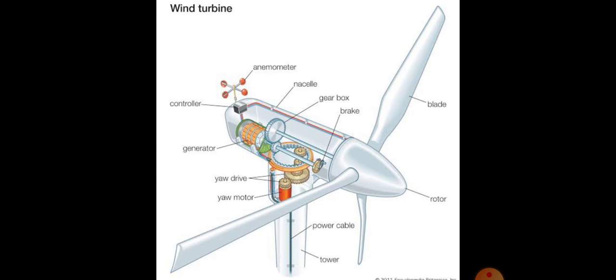So next point is size and power rating. A small wind turbine has a speed in the range of 100 to 300 rpm, while a large wind turbine has a speed of 30 to 600 rpm range.